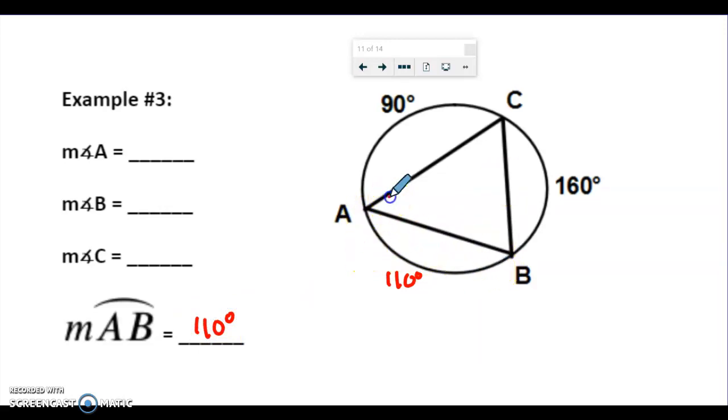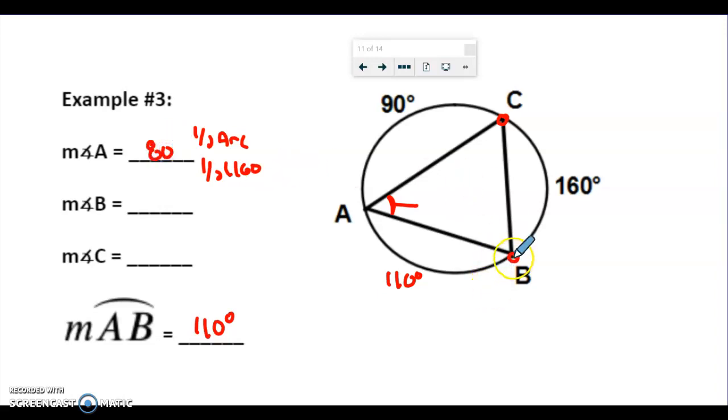All right, so let's try to find an angle. Let's try to look at angle A. So what angle or what arc goes with angle A? And it looks like its endpoints are at C and B. So if you guys remember, it's half arc. So in that case, it's half of 160, which is going to be 80.